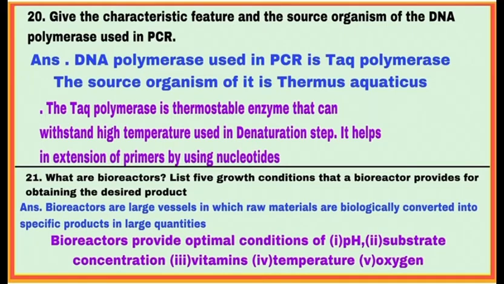Question 21. What are bioreactors? List 5 growth conditions that a bioreactor provides for obtaining the desired products. Bioreactors are large vessels in which raw materials are biologically converted into specific products in large quantities. Bioreactors provide optimal conditions of pH, substrate concentration, vitamins, temperature and oxygen for getting the desired product.